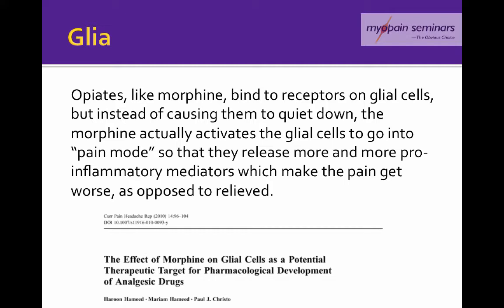It's intriguing to know that opioids like morphine bind to receptors on glia cells. But instead of causing them to quiet down, the morphine can actually activate glia cells to go into so-called pain mode, so that they release more and more pro-inflammatory mediators, which makes the pain get worse, as opposed to get better. So glia cells can be one of the reasons why opioids are not always working. So there's a lot of new research on trying to figure out how to control these glia cells.